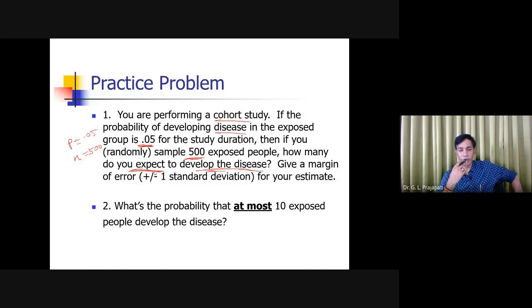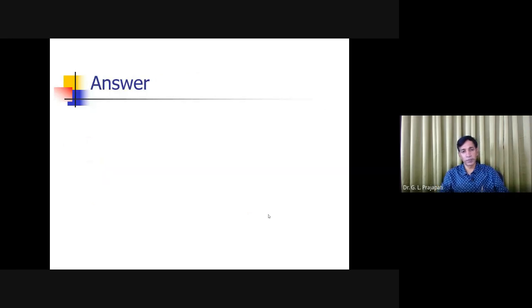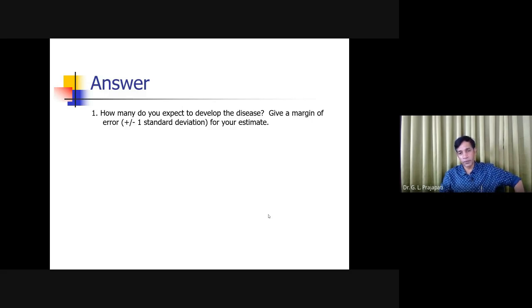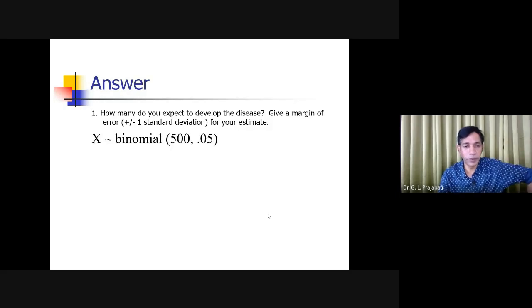And the second question says: what's the probability that at most 10 exposed people develop the disease? So now you can answer like this. How many do you expect to develop the disease, given a margin of error? So how many do you expect? Expectation means the average value, and you know that in the binomial distribution this is the n and this is the p. So when you have the n and p values, then you can find the expectation.